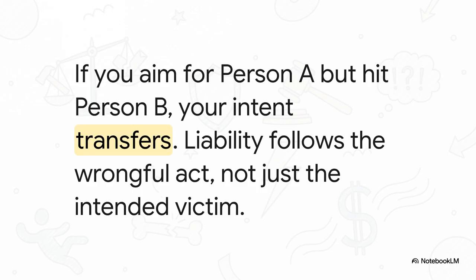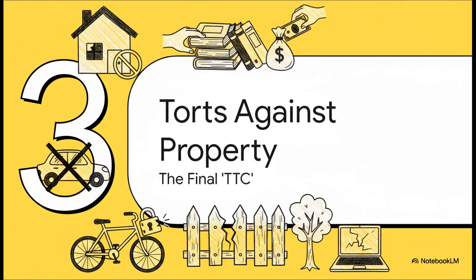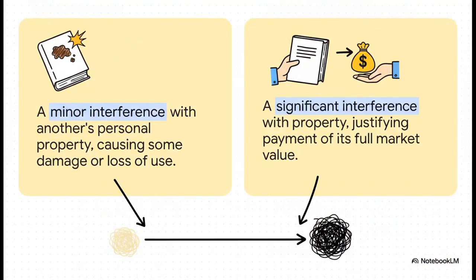Nope, it just transfers right over from your target to your actual victim. Now for the last 3 letters in our mnemonic, TTC. This is where we move into the world of torts against property. Basically, this is all about intentionally messing with someone else's stuff. The 2 big ones here are trespass to chattels and conversion. And the main difference is just the degree of, well, meddling.